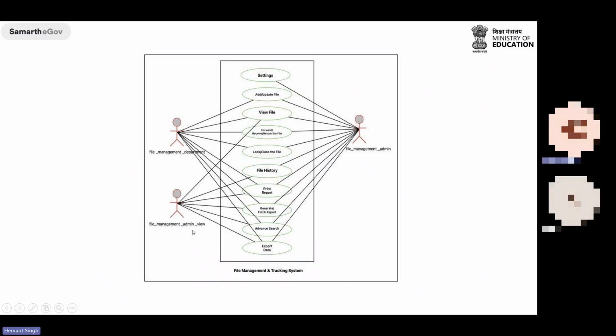The department view role can only view files, file history, print reports, generate reports, advanced search, and export data. And the admin has overall access and configures all the settings.